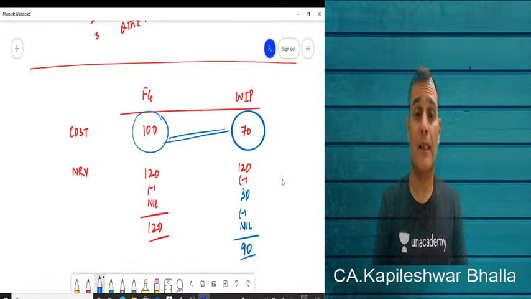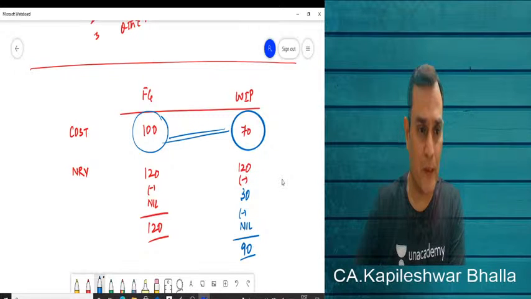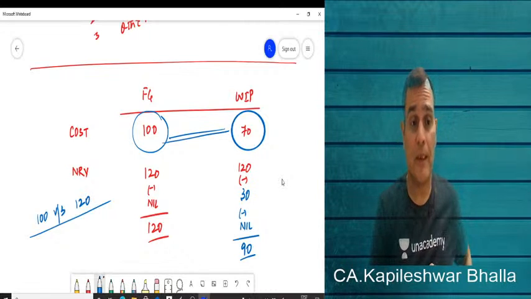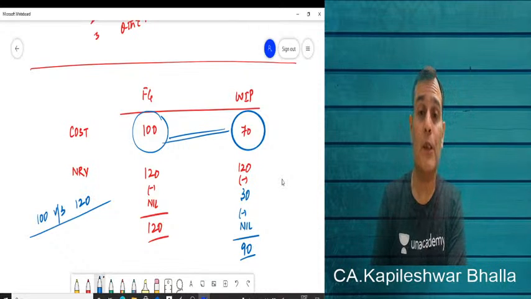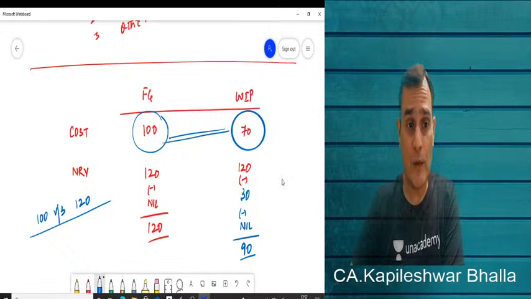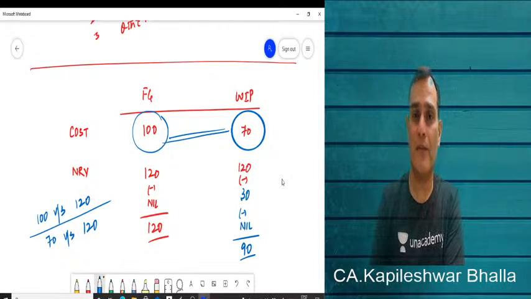And one thing which I'd like to add, just to give a little more clarification. You can compare the cost of FG versus the NRV of FG. Mind what I'm saying, a very important issue. You can compare the cost of the FG versus the NRV of the FG. But can you compare the cost of WIP versus the NRV of FG? Of course not. So, mathematically, there are two alternatives one would do.